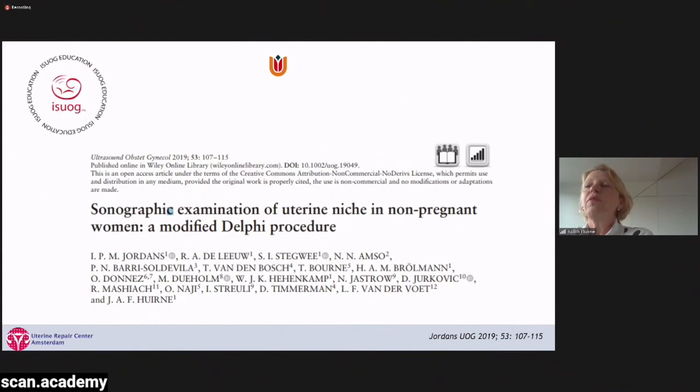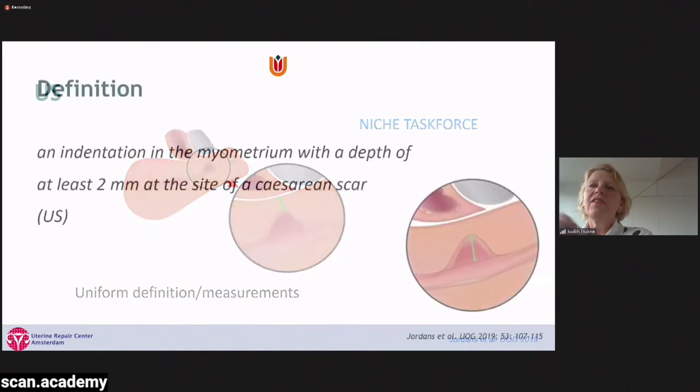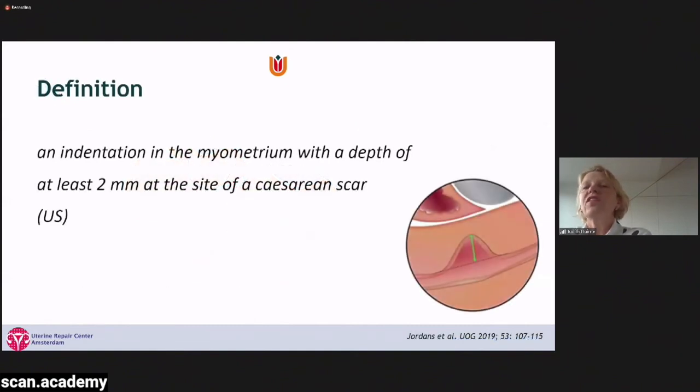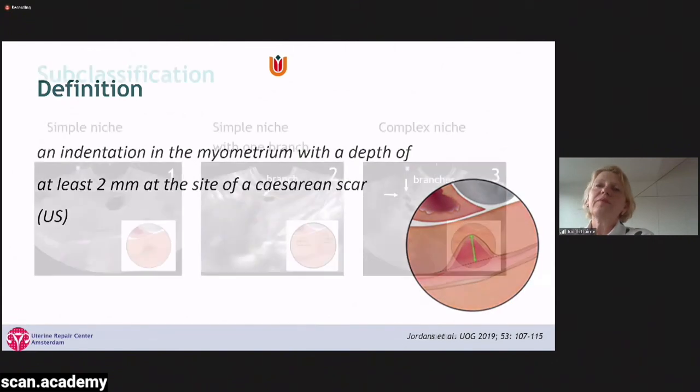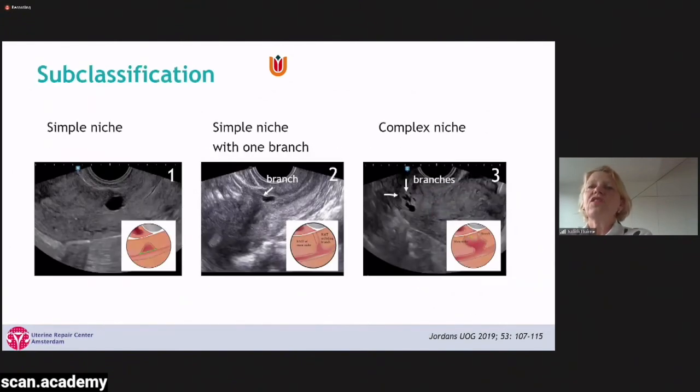To define uniform definitions and measurements, we performed the Delphi procedure among experts, and we focused on measurements of niches in non-pregnant women. And a niche was defined as an indentation in the myometrium with a depth of at least 2 millimeters at the site of the uterine cesarean section scar. We subclassified niches in a simple niche, so this is a niche without a branch, just an indentation, or a niche with 1 single branch, or a complex niche if there are more branches.